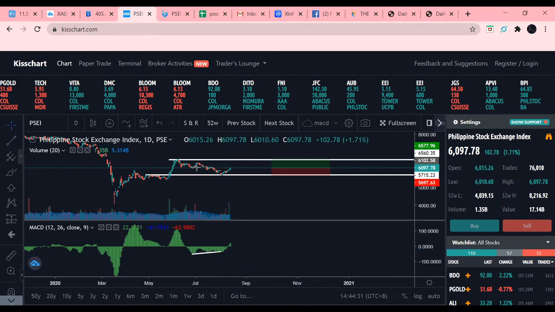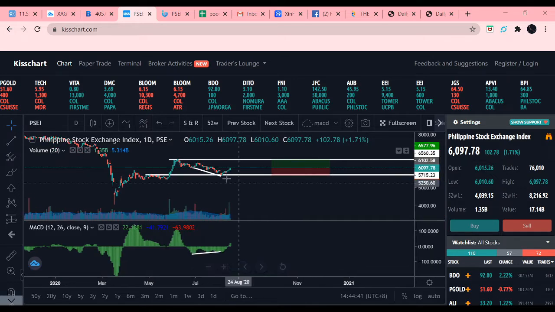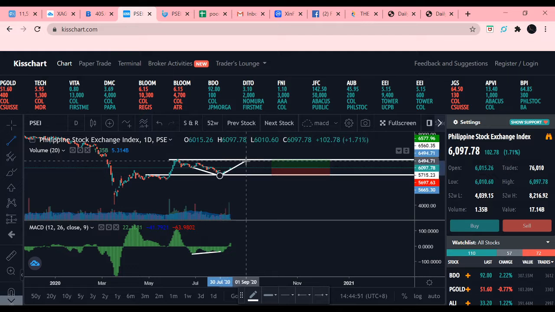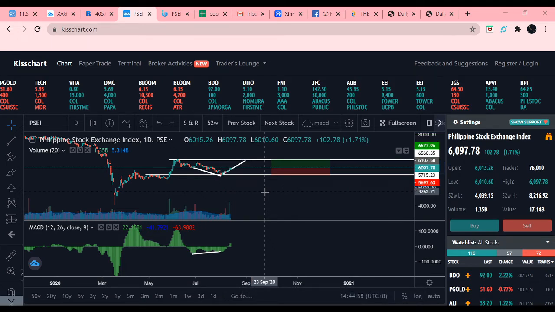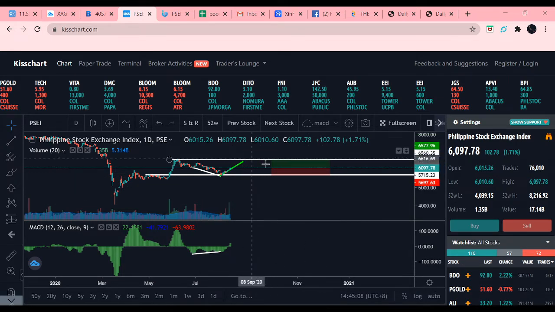At ito naman, it's going down. And of course, sabi ko nga, always buy at support. So, dyan siya. So, I'm expecting a bull trend from here. So, possibly, yun ang tinitignan kong resistance, around 6,600. So, yan yung target natin.